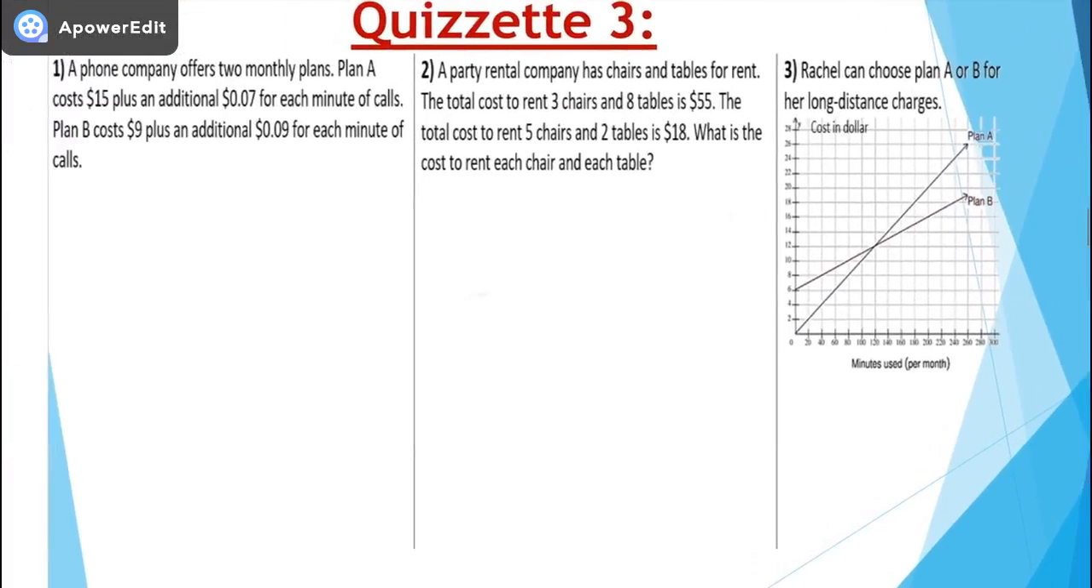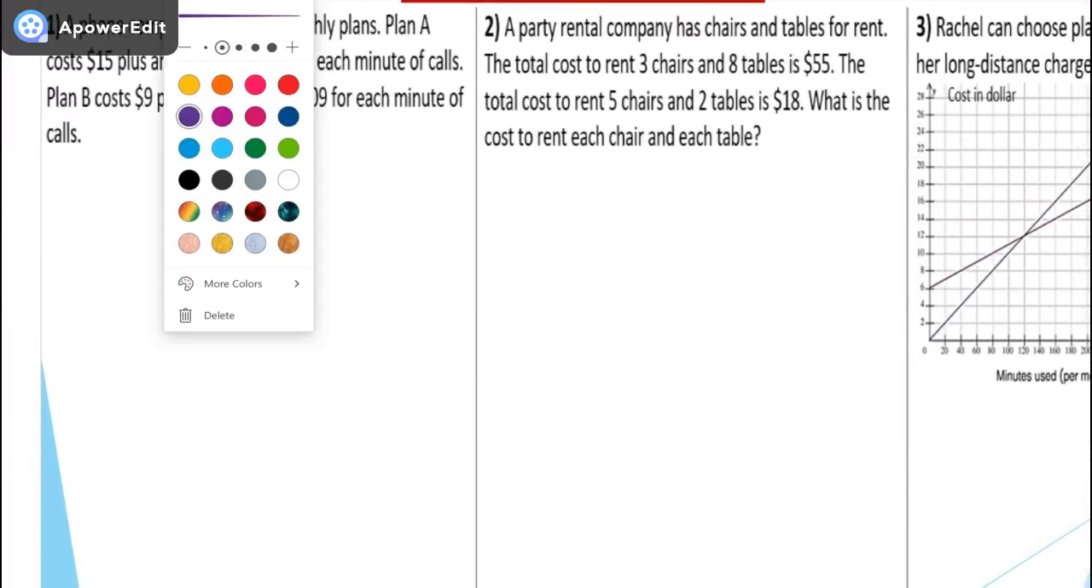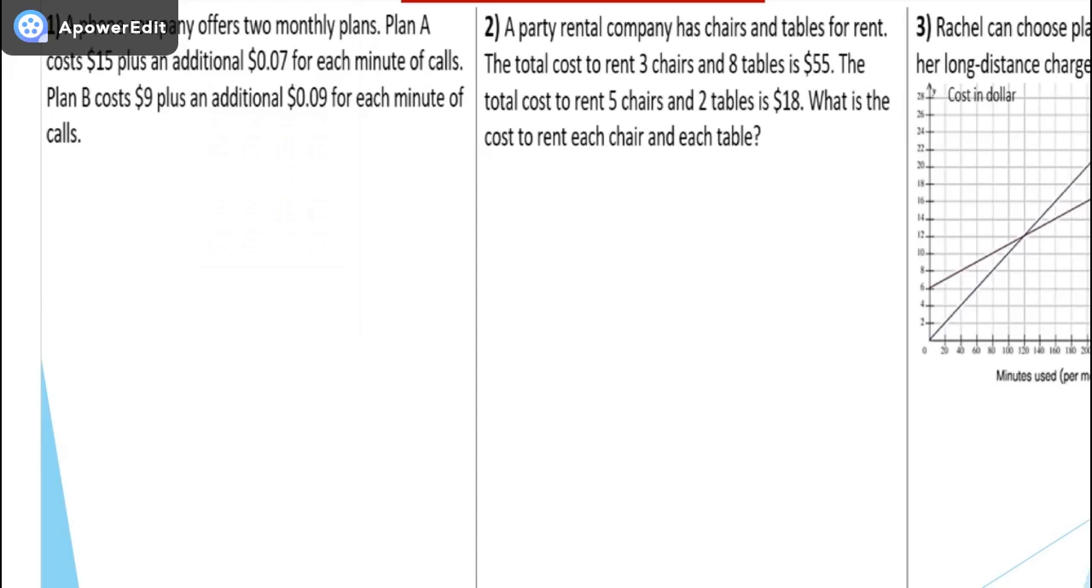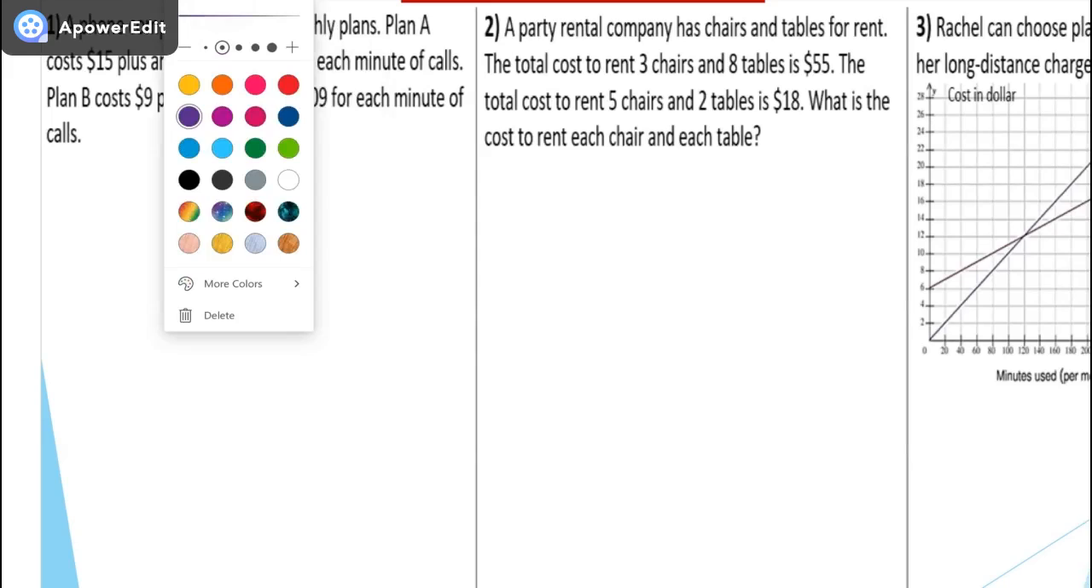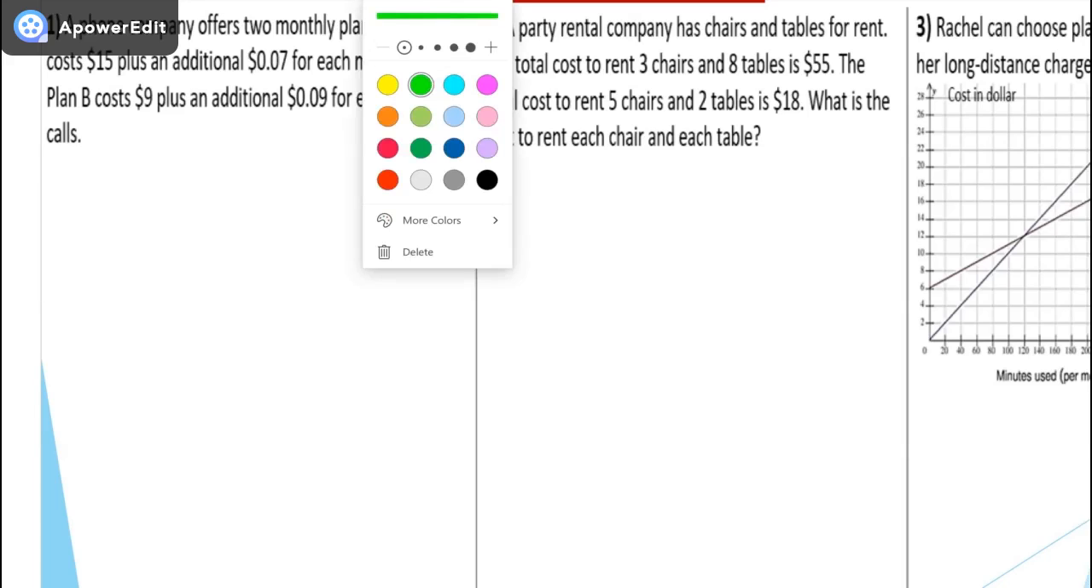Alright, we're going to look at Quizlet 3, problem 1. Okay, make sure you write small because you need a lot of space for this. Alright, a phone company offered 2-month plan. Plan A costs $15 plus additional 7 cents for each minute that you call. Plan B costs $9 plus additional 9 cents for each minute of calls.